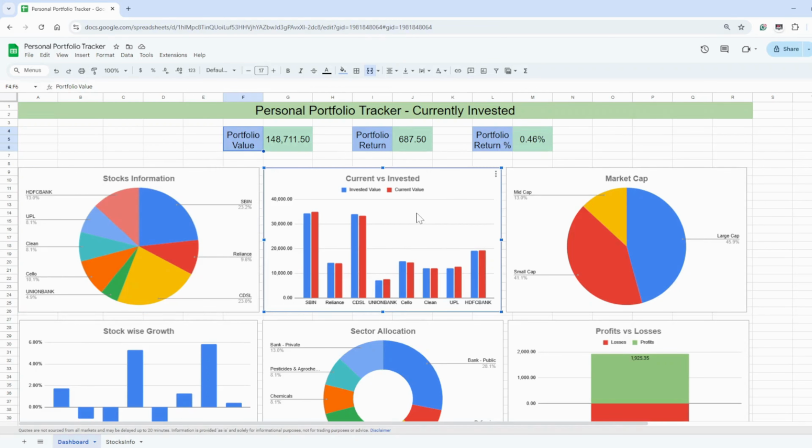Now this is current versus invested. Here you can get that for SBI I have invested 34,400, and what is the current value? 35,000. Similarly for CDSL, I have invested 34,000, and what is the current value?